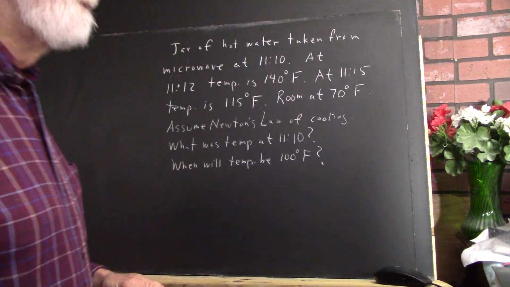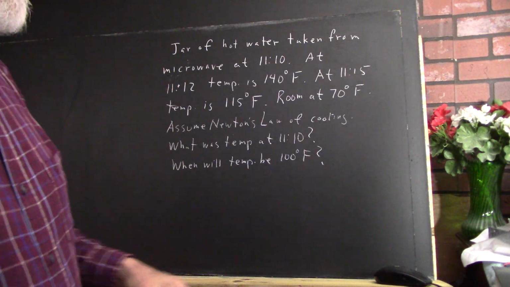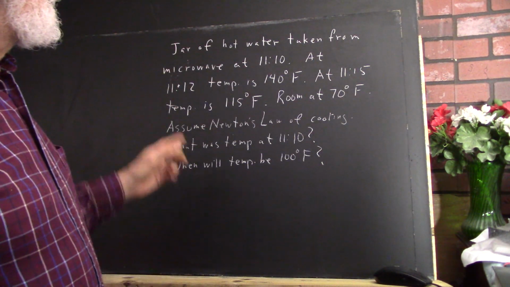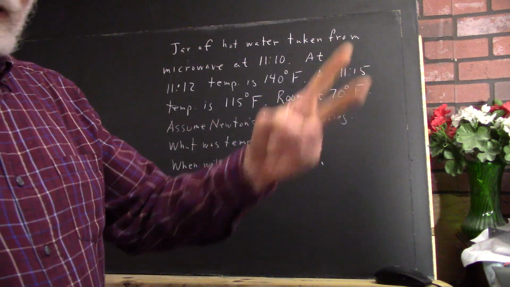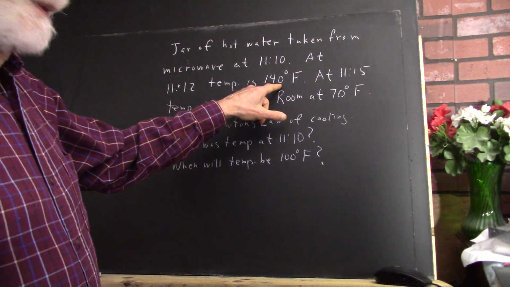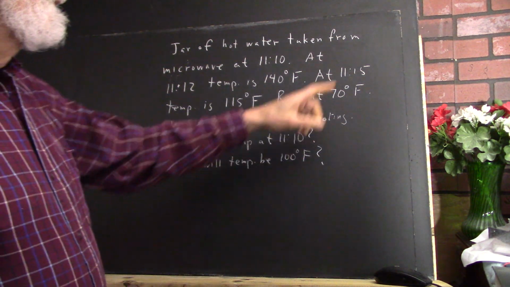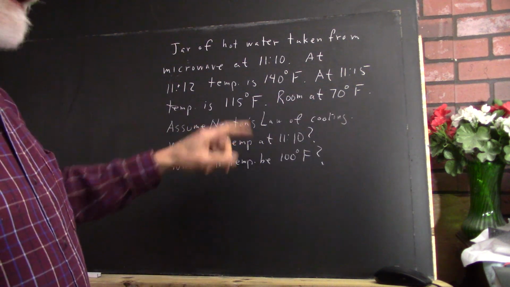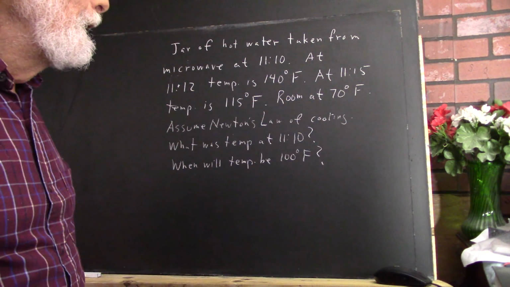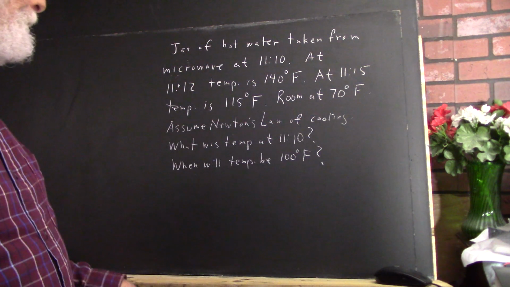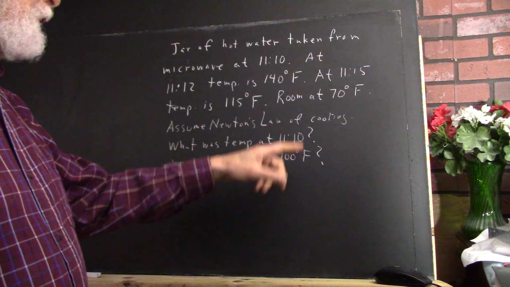Okay, so, once more, take this jar out of the microwave at 11:10. 2 minutes later, read the temperature, it's 140 Fahrenheit. 11:15, it's down to 115 Fahrenheit. Your room temperature is 70 Fahrenheit, and we're going to assume Newton's law of cooling.